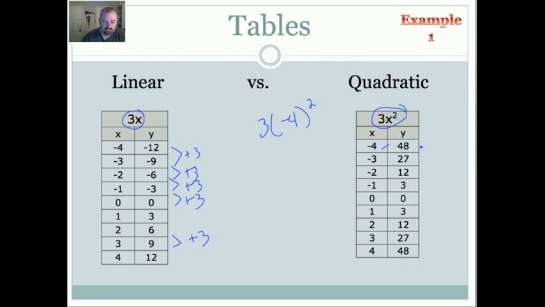There's a pattern. But if we look at the differences, this one's going down 21, this one's going down 15, going down 9, going down 3, up 9, up 15, and up 21. We have a nice pattern, but not consistent. This is quadratic. You get a pattern, but it's not a consistent difference at the same time.